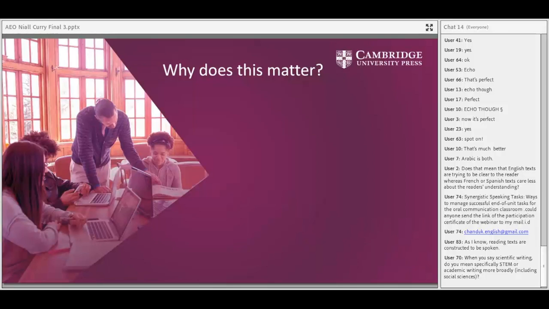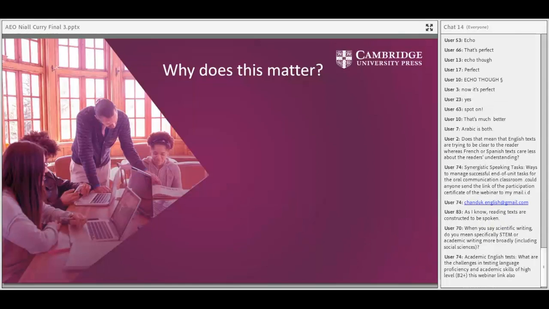And this is important because all writing is a dialogue in the sense that it's written to be read. And it's written to be understood by someone. So it's important to think about who that reader will be, whether that reader is a member of a research community, an examiner, a teacher, a friend. We're always thinking of who we're writing for.